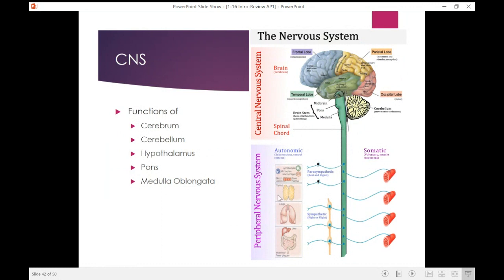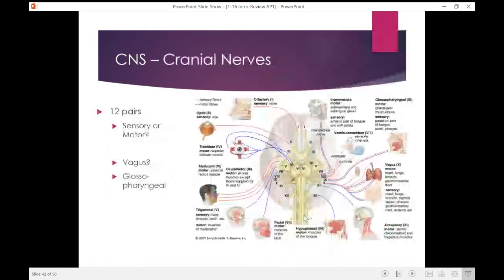Okay. Then here we have our autonomic and our somatic nervous system. So remember, autonomic is subconscious control system. So we have the parasympathetic and the sympathetic nervous systems, right? So parasympathetic is the rest and digest. Sympathetic is fight or flight. And then we have the somatic. This is where we voluntarily, consciously control it. So this would be like our muscle movement, our skeletal muscle movement.